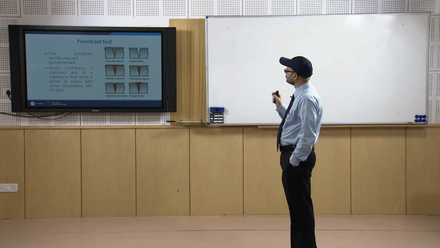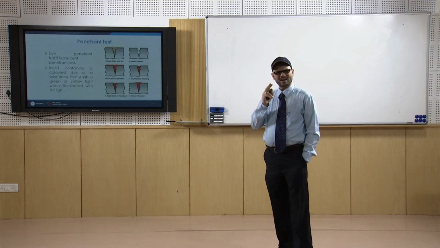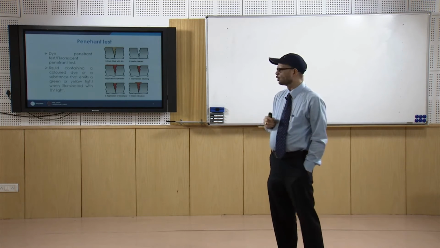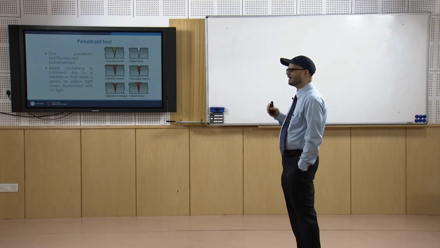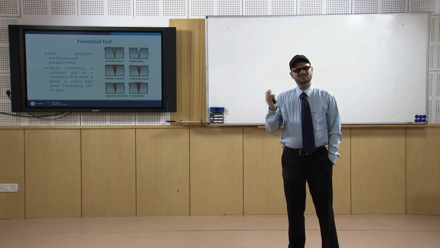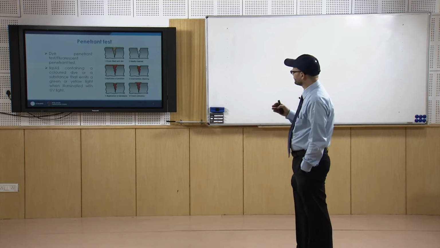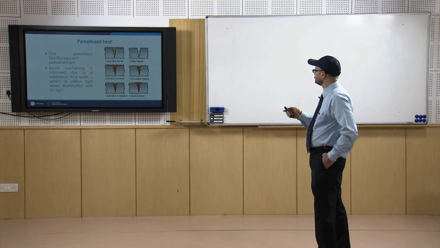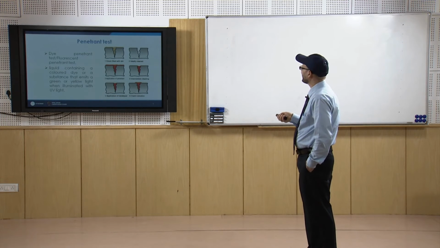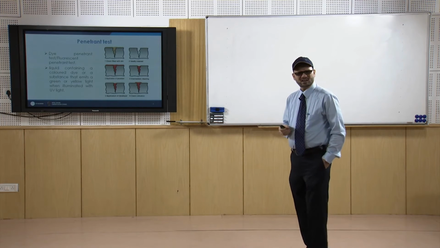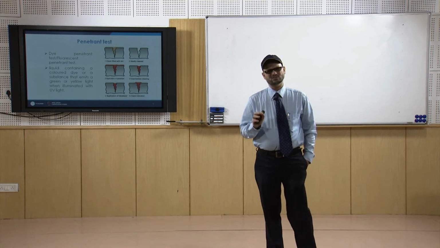Similarly, if you see it under ultraviolet light, you will see the color as greenish yellow. So, depending upon what kind of light you use, whether visible light or ultraviolet light, this color changes, and you can detect these cracks by using this penetrant test for ferrous or non-ferrous materials.